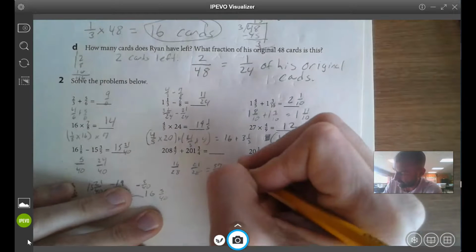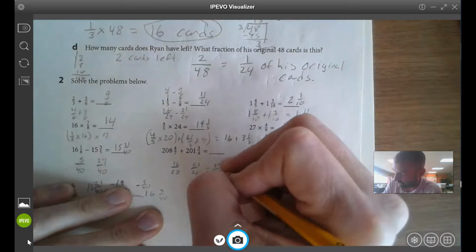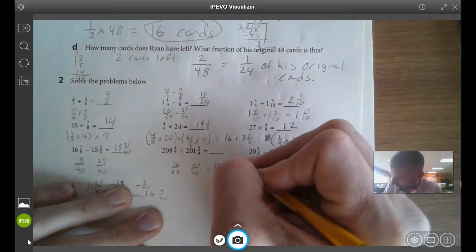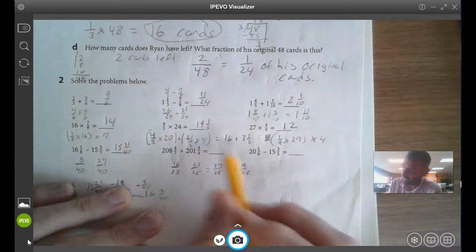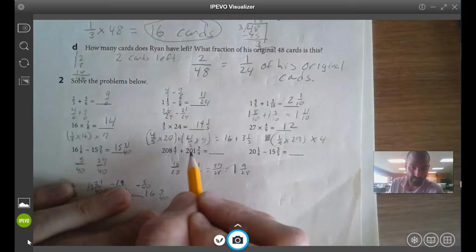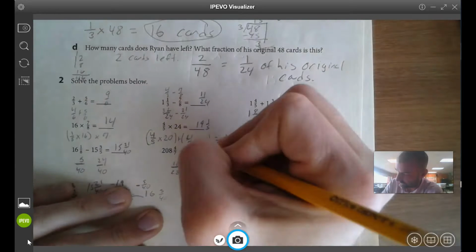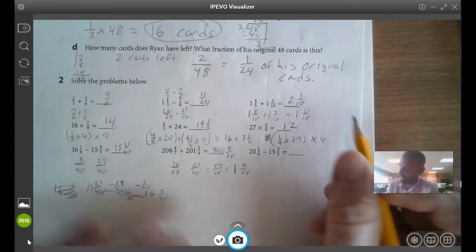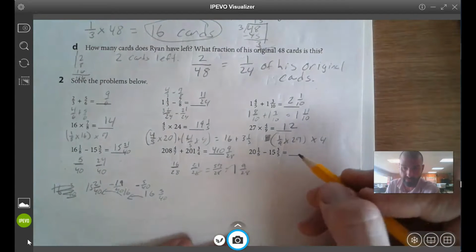which is equal to 1 whole and what? 37 minus 28 is 9. 9 28ths. So I have to add that to my 208 plus 201. So 208 plus 201 is 409, plus 1 is 410. 410, yeah, and 9 28ths. Ooh, and lasty. Oh boy.